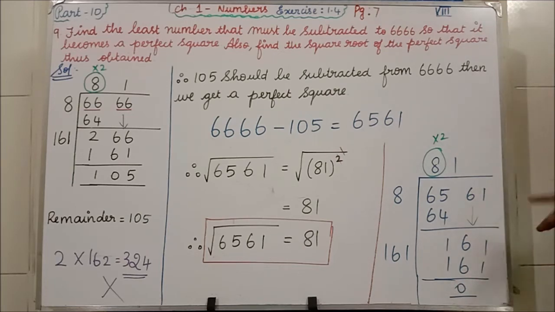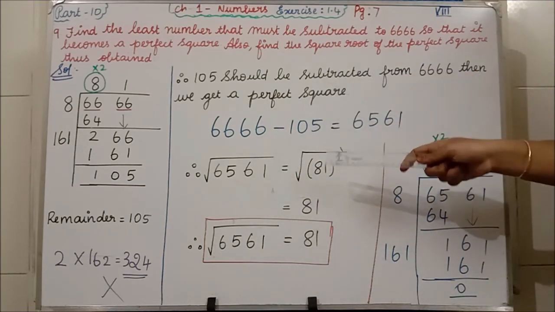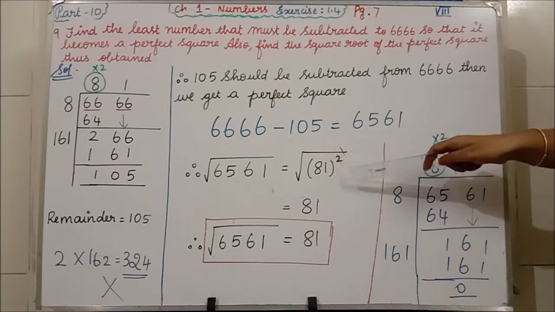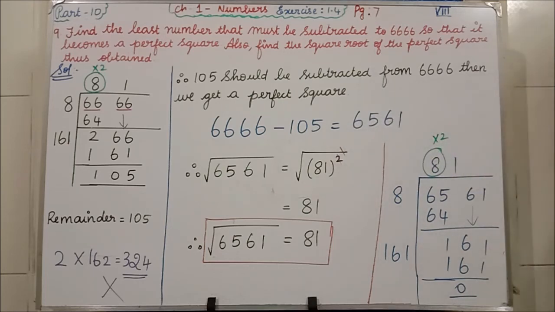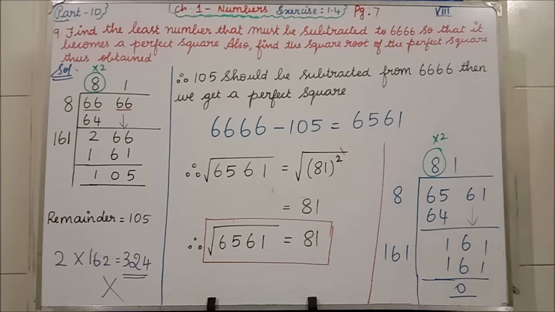So what have we got? 6561 is a perfect square number. Okay. So what answer did we get in the question? 81. So square root of 6561 is equal to square root of 81 the whole square. Okay. So this square and square root will get cancelled. What will we get? 81. Therefore, square root of 6561 is equal to 81. Clear, students, all of you? Clear, all of you, how we are getting this answer? Yes.